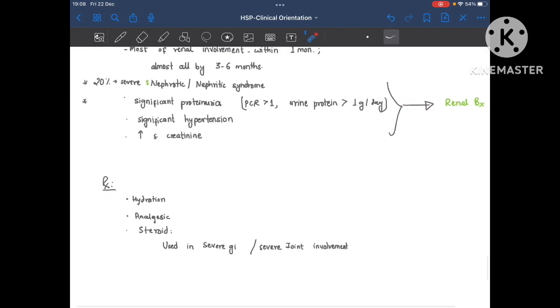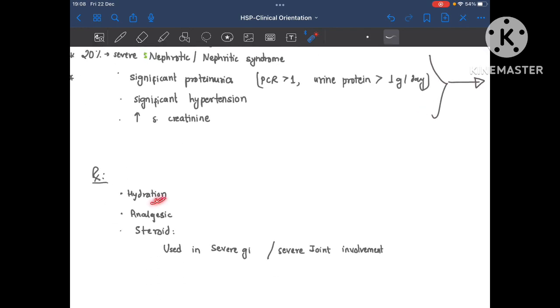We treat by hydration and analgesic, because pain abdomen will be there, mesenteric vasculitis. Steroids should be given only in case of severe GI and severe joint involvement.